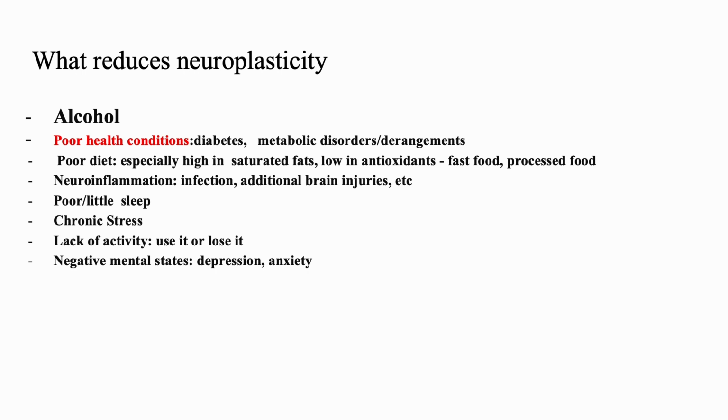So you want to avoid things like alcohol. Other things that reduce NP would be chronic conditions or poor health conditions in general. Diabetes is one of the biggest because it's also one of the most common, and one of the biggest risk factors for stroke as well. Or anything else, honestly, that causes metabolic disorders or metabolic derangements.